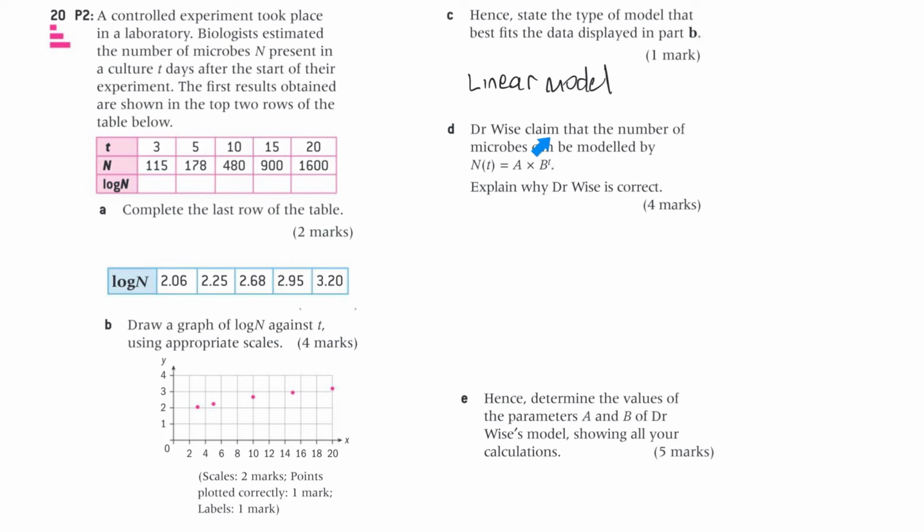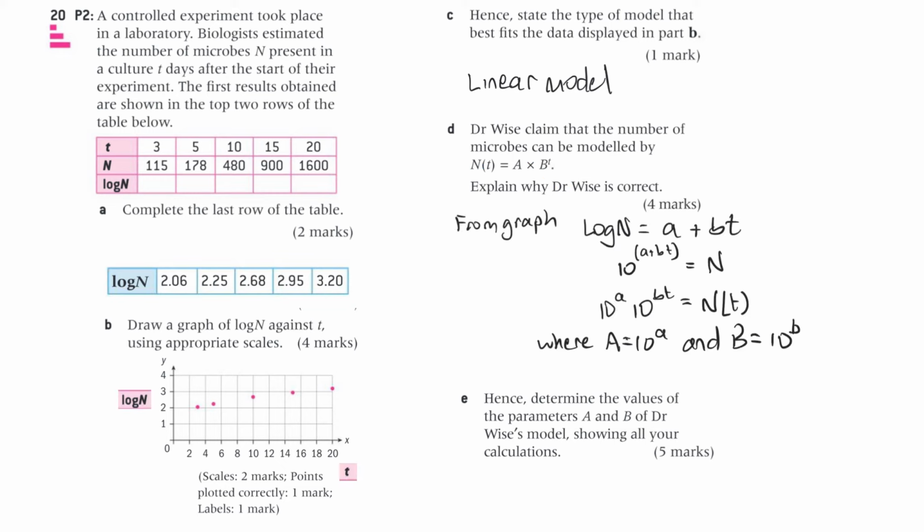D, Dr. Wise claims that the number of microbes can be modeled by this. That's our standard form for exponential. Explain why Dr. Wise is correct. From the graph, we can see that the log, the y value, equals a plus bt. Now, the reason we can say that is because it's a straight line. This is the general form for a straight line where b is the slope and a is the y-intercept.